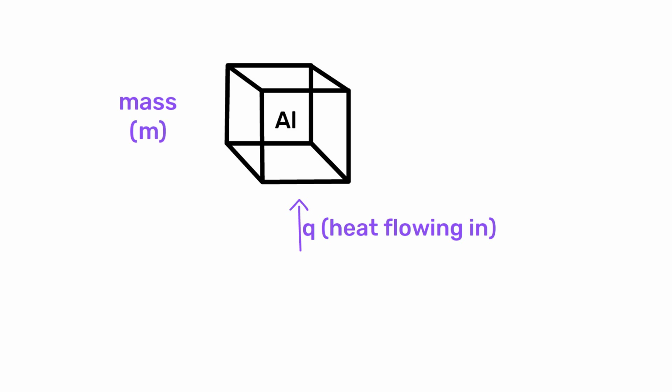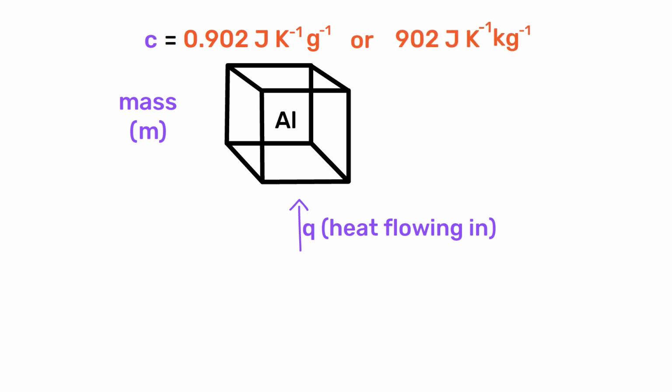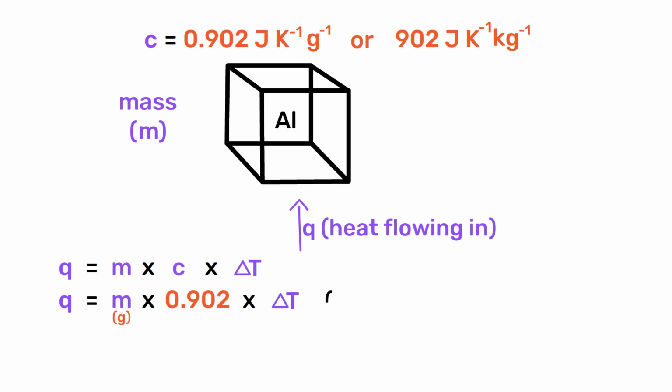So if there is a piece of aluminum and Q is the quantity of heat flowing into aluminum and heating it up, which has a mass M, and the specific heat is given, which is a standard value, then the change in temperature, delta T, can be calculated using the formula Q is equal to M times C times delta T. Plug in the values of Q, M, and C and calculate delta T.